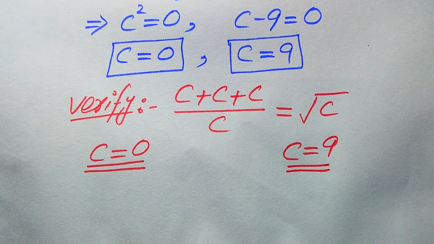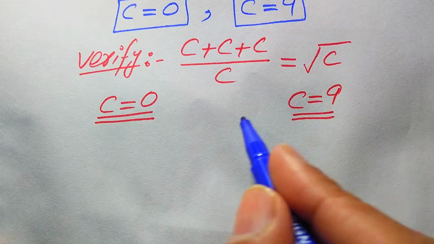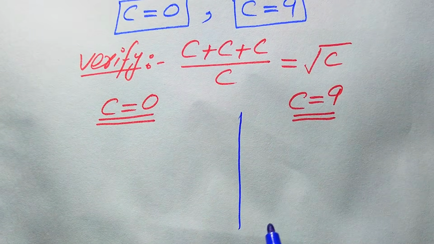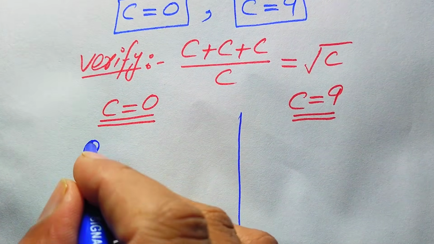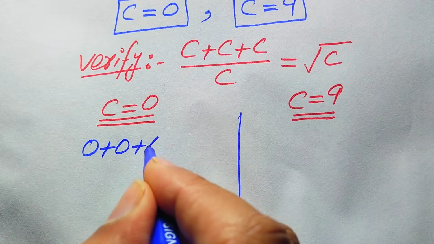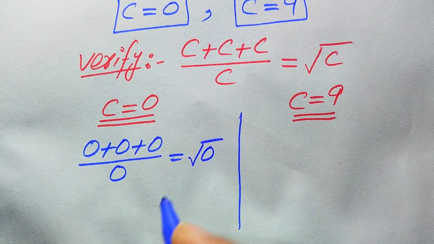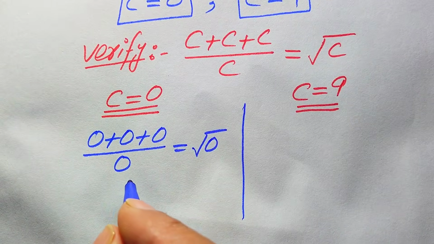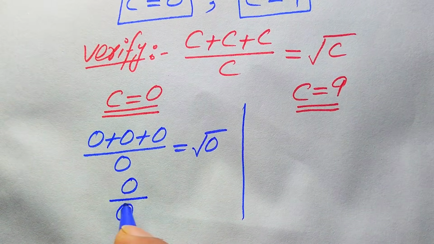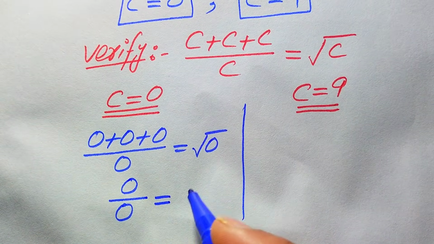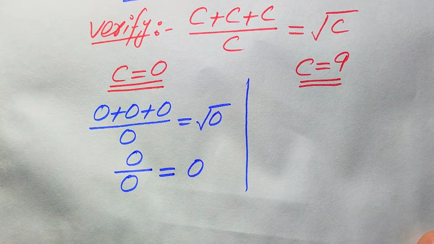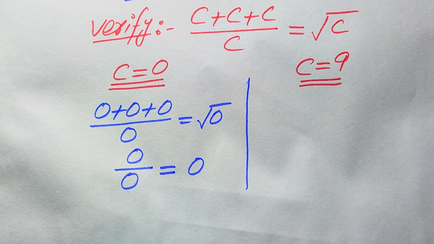When we substitute c equals 0 into both of the sides and check its behavior, it becomes 0 plus 0 plus 0 divided by 0 equals the square root of 0. Here you see that on the left hand side we get the 0 over 0 form, and the right side, the square root of 0, becomes 0. The left hand side becomes 0 over 0 form, which is usually called the indeterminate form.